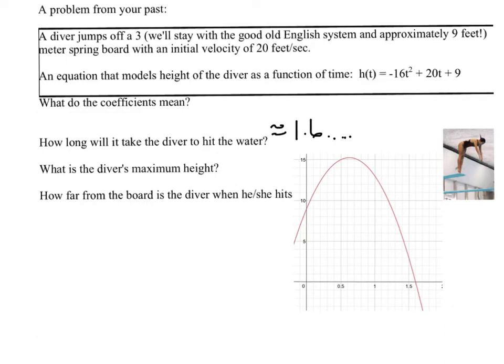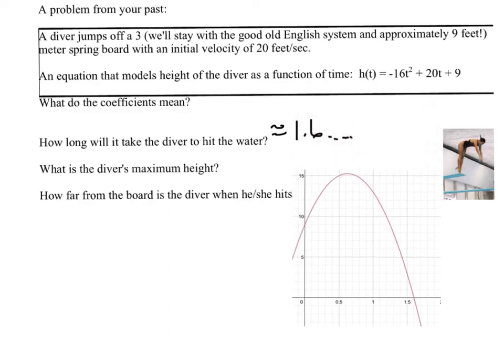The maximum height, well, we say, oh my gosh, it's up here somewhere. It looks like it's over 15 feet but under 16 feet, maybe approximately 15 point something. And you could find that, and you could use the derivative, set equal to 0, to find when the max is. Finally, how far from the board is the diver when he or she hits?